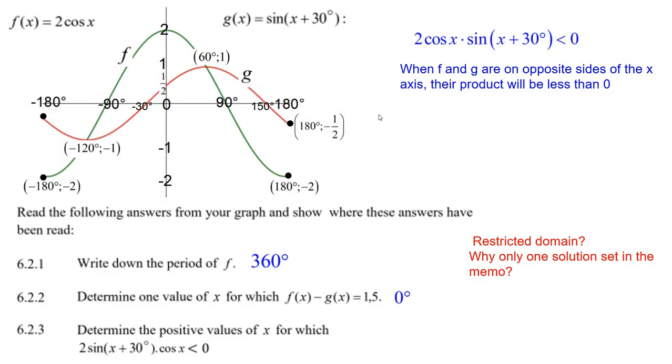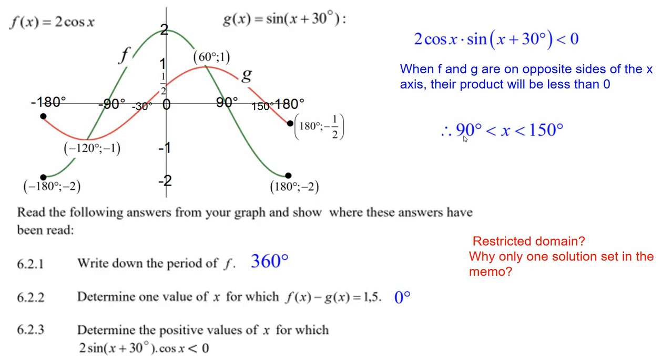Well, that happens when one's positive and the other's negative. And when does that happen? When they're on opposite sides of the x-axis. So we're looking, you see in between here, they're all on the same side. So it can't be in between here. You see here from 150 to 180, they're both negative, so it can't be. So it's got to be from 150 to 90 degrees. And it's not equal because then it'd be 0. So it's in between 150 and 90.